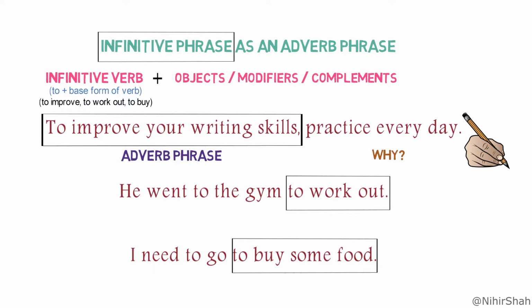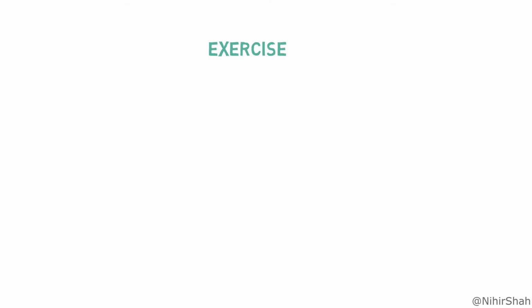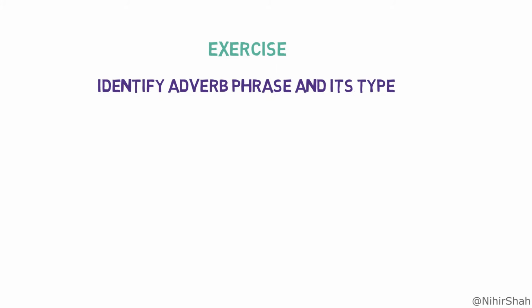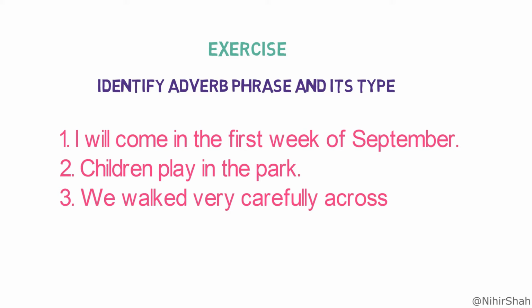I hope now you understood what are adverb phrases and how they are used in a sentence. Now is the time to show what you have learned from this video. In this exercise, you need to identify the adverb phrase and its type. The sentences are: Number 1. I will come in the first week of September. Number 2. Children play in the park. Number 3. We walked very carefully across the floor. Pause the video, solve the exercise and message me the answers in the comment. I will be waiting for it.